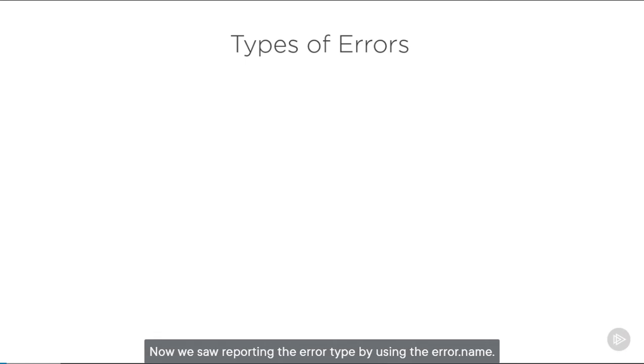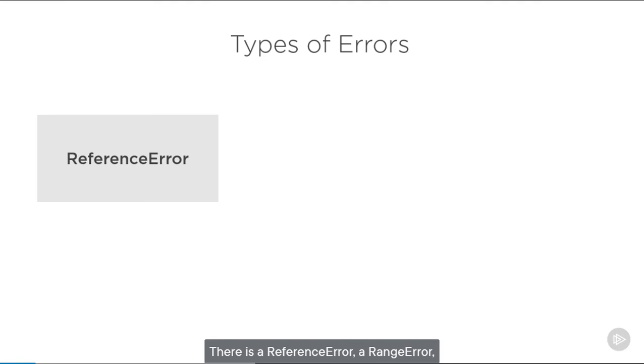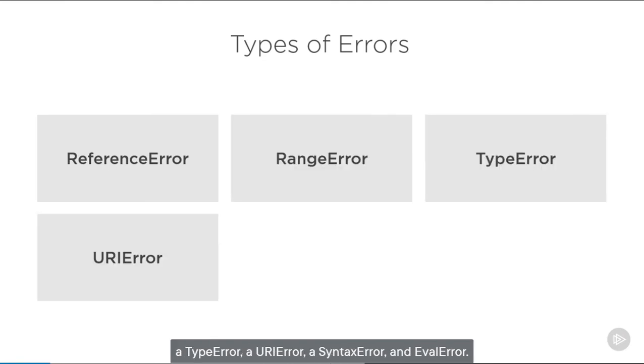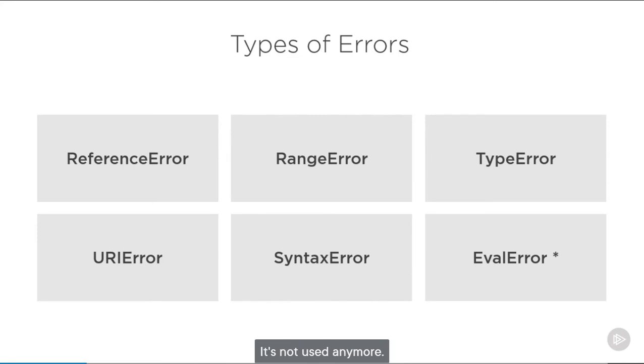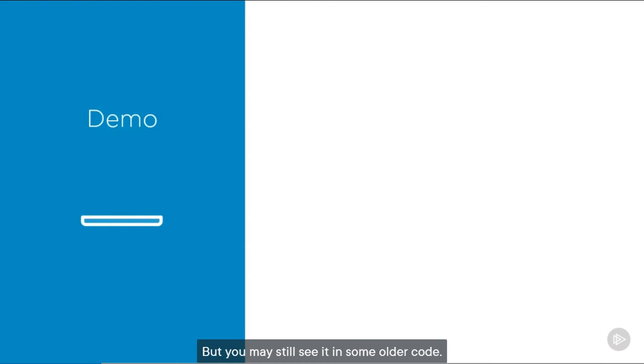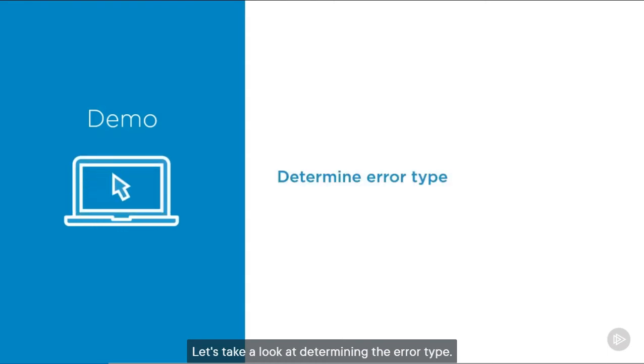Now we saw reporting the error type by using the error.name. Well, let's take a look at the built-in errors that get thrown by JavaScript. There is a reference error, a range error, a type error, a URI error, a syntax error, an eval error. Now, eval error is for backwards compatibility only. It's not used anymore, but you may still see it in some older code.